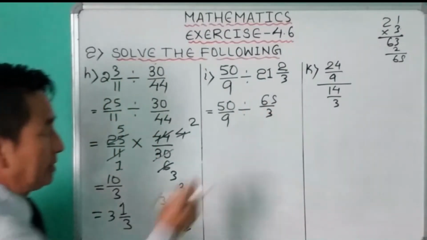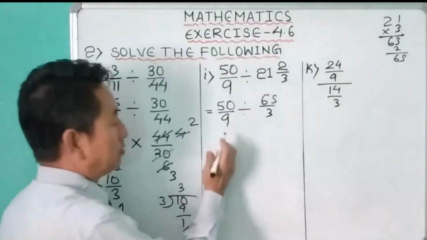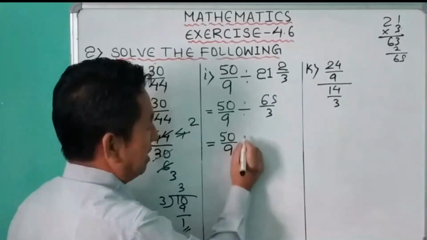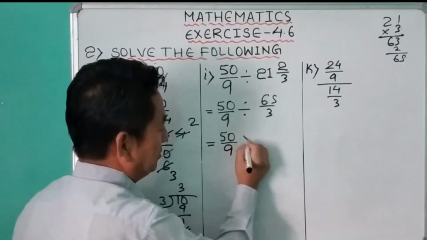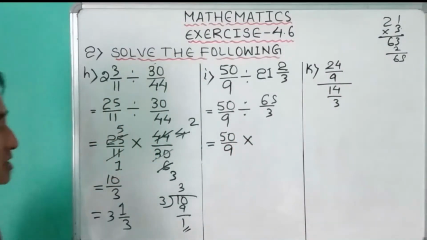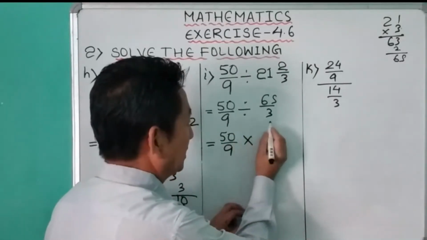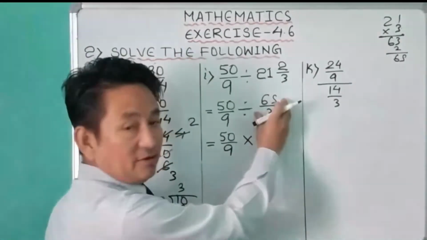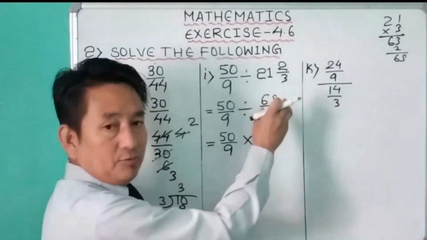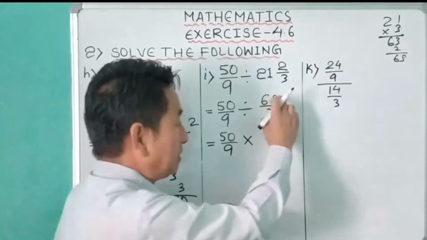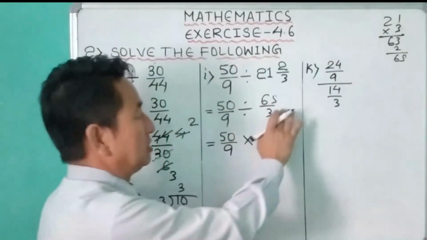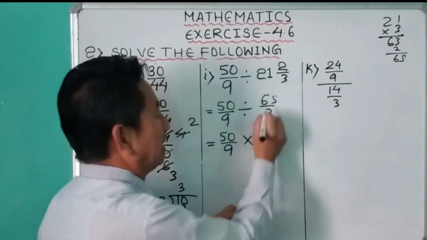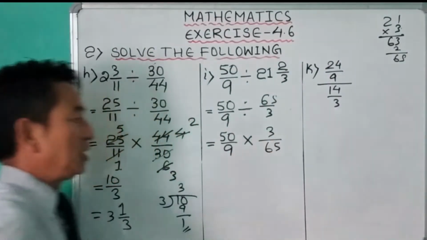Now next step, we'll change this divide sign into a multiplication sign. 50 over 9 will remain the same. See, your divide sign changes into a multiplication sign. This is the fraction; we have to write the reciprocal of this fraction. We have to invert this fraction. So this 65 we write as the denominator and 3 as the numerator.